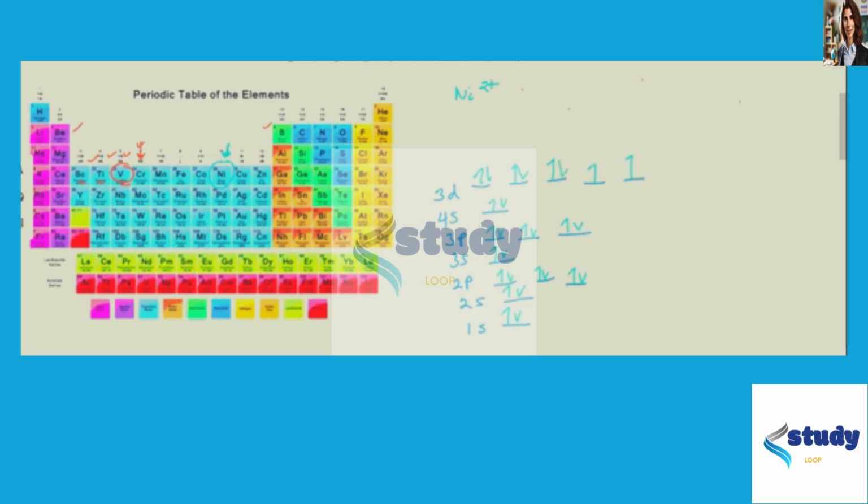Now in its +2 cation form, nickel again, like the other species before it, is going to lose that highest number 4s subshell before doing anything with any of the 3d electrons. So if we were to look at the orbital configuration for nickel 2 plus, notice that we have 2 unpaired electrons that exist in the 3d subshell. And anytime we have unpaired electrons anywhere in the configuration, that species is paramagnetic.